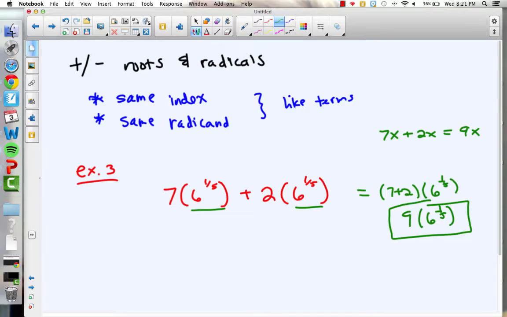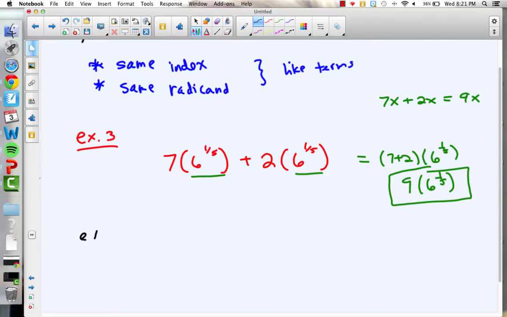You might have to do some simplifying before you have like terms, and that's going to be important that you can identify that. So that might look like this example here. This will be example 4, where we have the cube root of 16 minus the cube root of 2. Well, we can't take the cube root of 16 or the cube root of 2, and we can't subtract them because they don't have the same radicand. Okay, so the radicand is this part underneath here, but they're not the same. So what we need to do is make them the same.